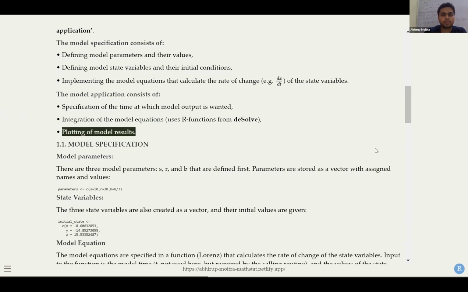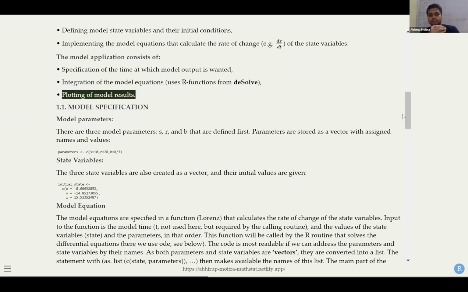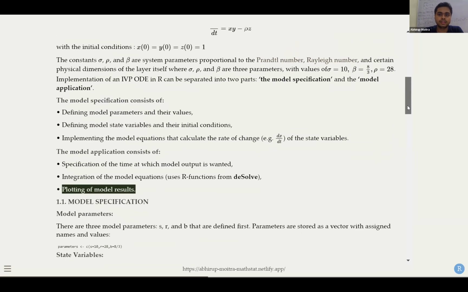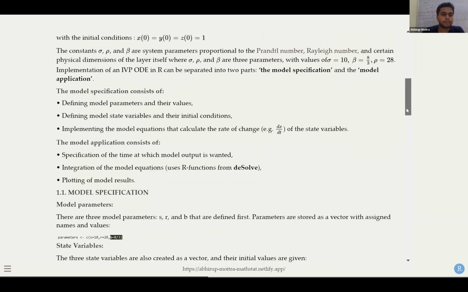Okay, so model specifications: there are 3 model parameters, that is S, R, and B. So what is this S? S is just sigma, the sigma 10. R is 28, that is rho 28, and B means the beta 8/3, right?